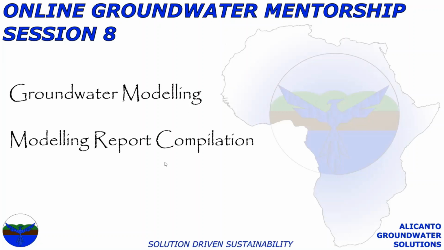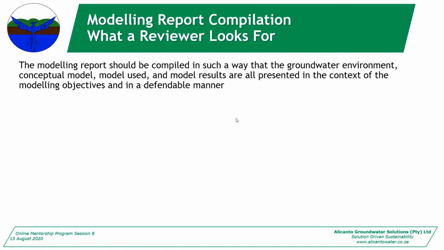Okay, so we're going to carry on with the modeling report compilation. This is where you take your whole model and put it into a document. I thought about going through what we need to include, but I felt the best way to show you what a model report needs is to say what a reviewer would look for. When you review a model report, these are the things you look for. So by default, these are the things you should incorporate into your modeling report.